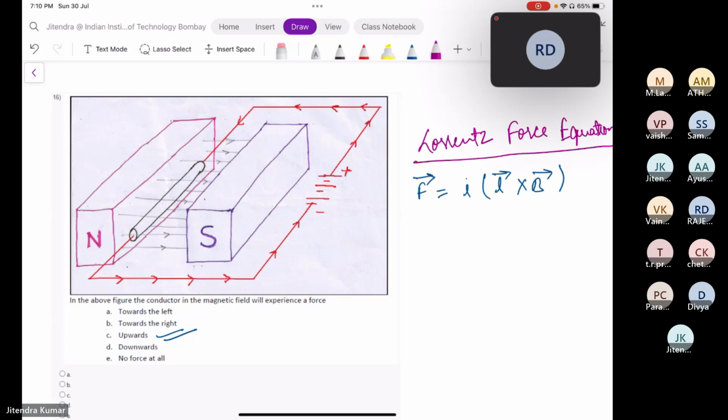Now the direction of current is in this direction. So we take the length vector in the same direction as the current, and if you place your palm in the direction of the length of the conductor and curl your palm in the direction of the magnetic field, then you will see that your thumb points toward the upward direction. So whoever mentioned upward direction is very correct. Upward is the correct answer.